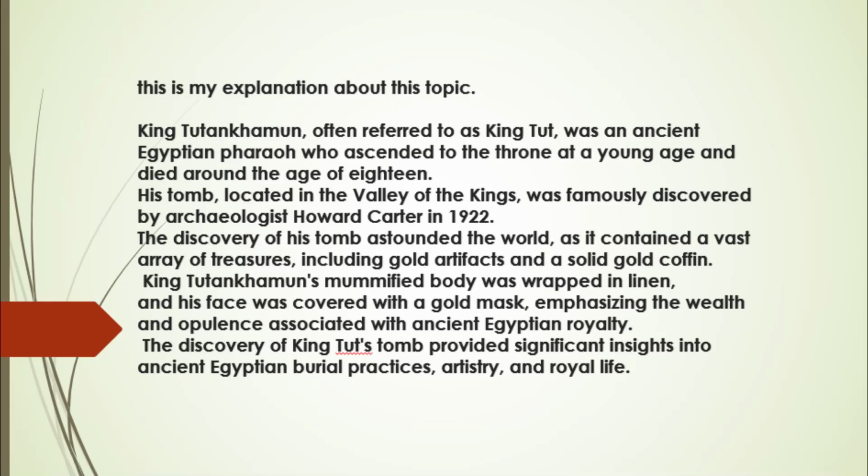King Tutankhamun's mummified body was wrapped in linen, and his face was covered with a gold mask, emphasizing the wealth and opulence associated with ancient Egyptian royalty. The discovery of King Tut's tomb provided significant insights into ancient Egyptian burial practices, artistry, and royal life.